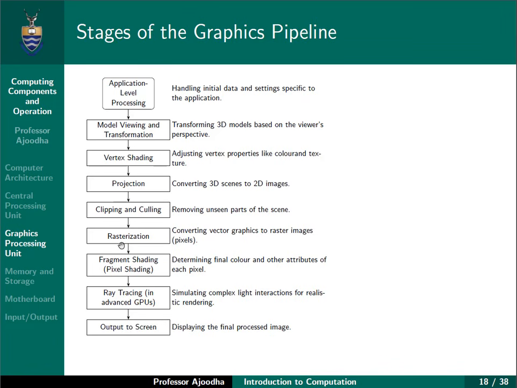Then there's rasterization, which converts vector graphics to raster images, into pixels, if it's necessary to do so. Some of these are optional, but most of them are actually done, depending on what's being converted inside the graphics pipeline. And then there's ray tracing, which is one of the optional ones. This is really, really cool, and there's a lot of AI that goes into this nowadays.